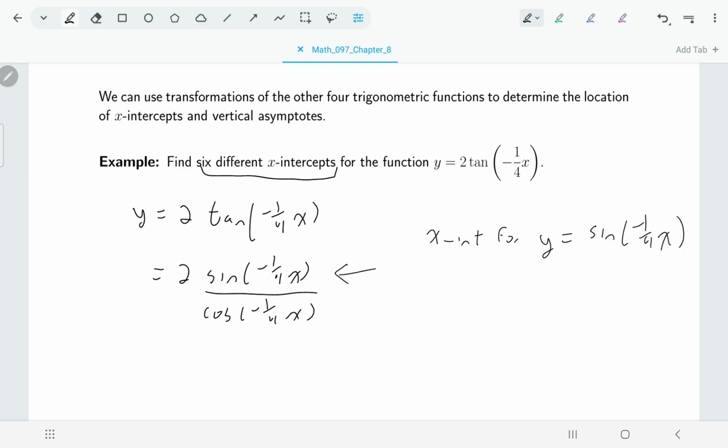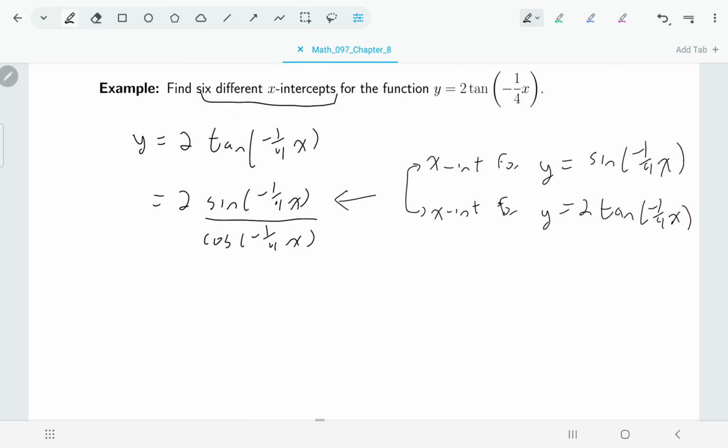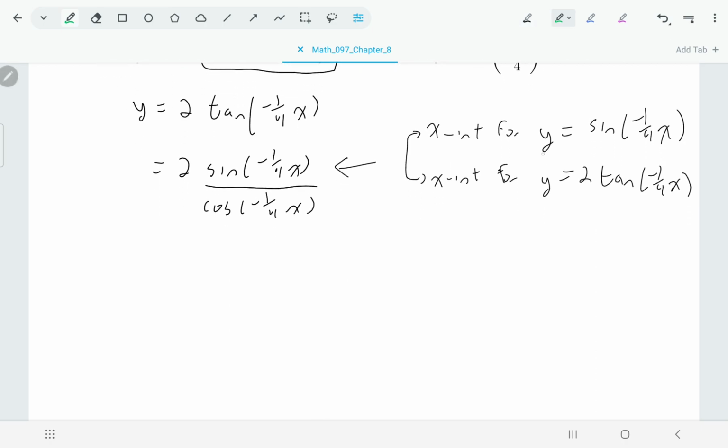Once I know those x-intercepts, those are going to be the same as the x-intercepts for our tangent function, because wherever the top of our function is equal to 0, that's where the fraction itself is equal to 0. So if you wanted to know where 2 times tangent of negative a quarter of x is equal to 0, that would be the same as asking where sine of negative a quarter x is equal to 0. And to figure that out, that's not hard to do, because if we're thinking about building up our answer, I would start off with saying for y equals sine of x, we know that the x-intercepts are at 0 and at pi and at 2 pi and 3 pi and 4 pi and so on.